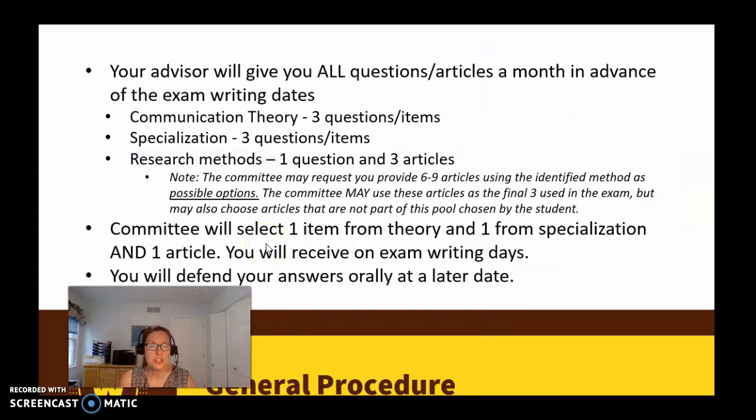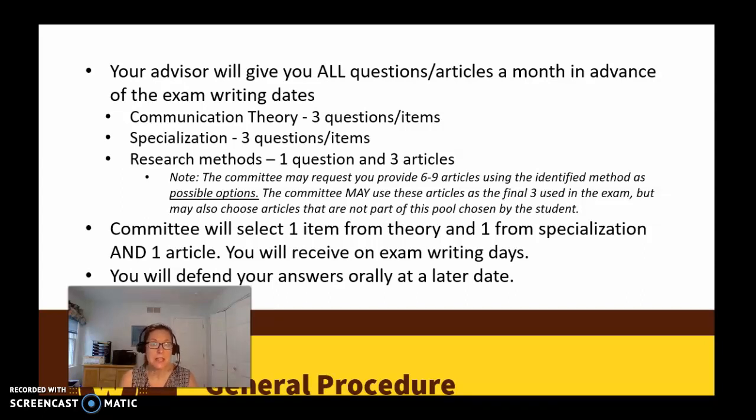So the general procedure: you will talk with your advisor, and your advisor will give you all the questions and articles, depending on your methodology, a month in advance. So for your specialization and your theory, you will get 3 test items or exam items, whereas for your methods, you will get 3 articles that represent the chosen methodology, qualitative or quantitative, and you will get 1 test item.